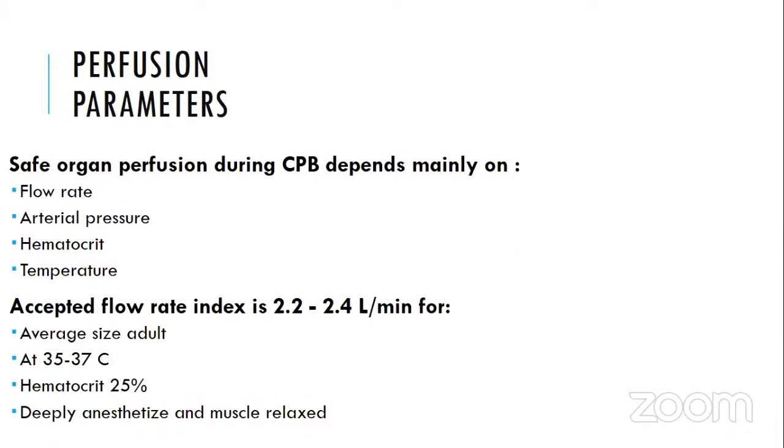Perfusion parameters. Safe organ perfusion during bypass depends mainly on flow rate, arterial pressure, hematocrit, and temperature. The accepted flow rate index is 2.2 to 2.4 liters per minute for an average size adult, at a temperature from 35 to 37 Celsius, with hematocrit at 25%, in a deeply anesthetized and muscle relaxed patient.